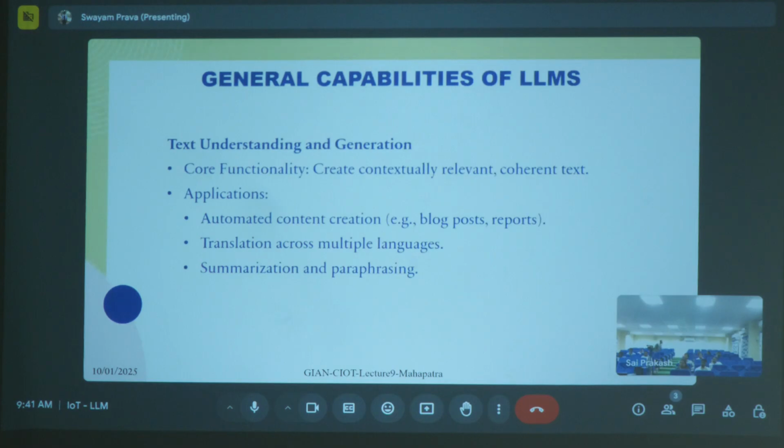Now, LLMs have three primary capabilities that make them so powerful. The first being text understanding and generation. At their core, LLMs can generate text that's coherent and contextually relevant. So applications range from automated content generation to translation across multiple languages and even summarization and paraphrasing.